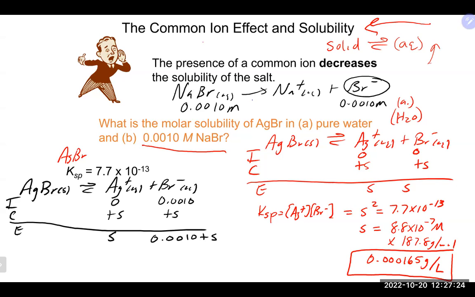Just like before, that's going to go into our KSP expression of our silver and our bromide. And that will give us S times 0.001 plus S is going to equal 7.7 times 10 to the minus 13. I would say that the KSP value is small.